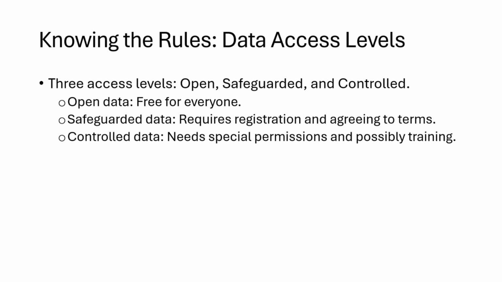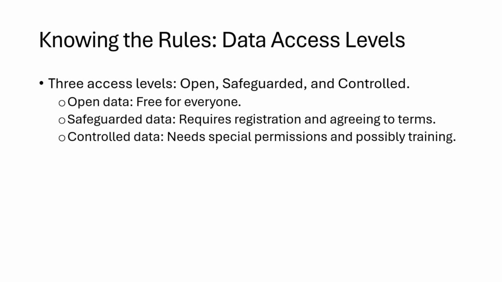Now, let's talk about permissions. The UK Data Archive has 3 access levels, and you must follow the rules for each. So first, open data. This is free for everyone. Examples include the census or government surveys. You can download, analyze, and share findings without restrictions.